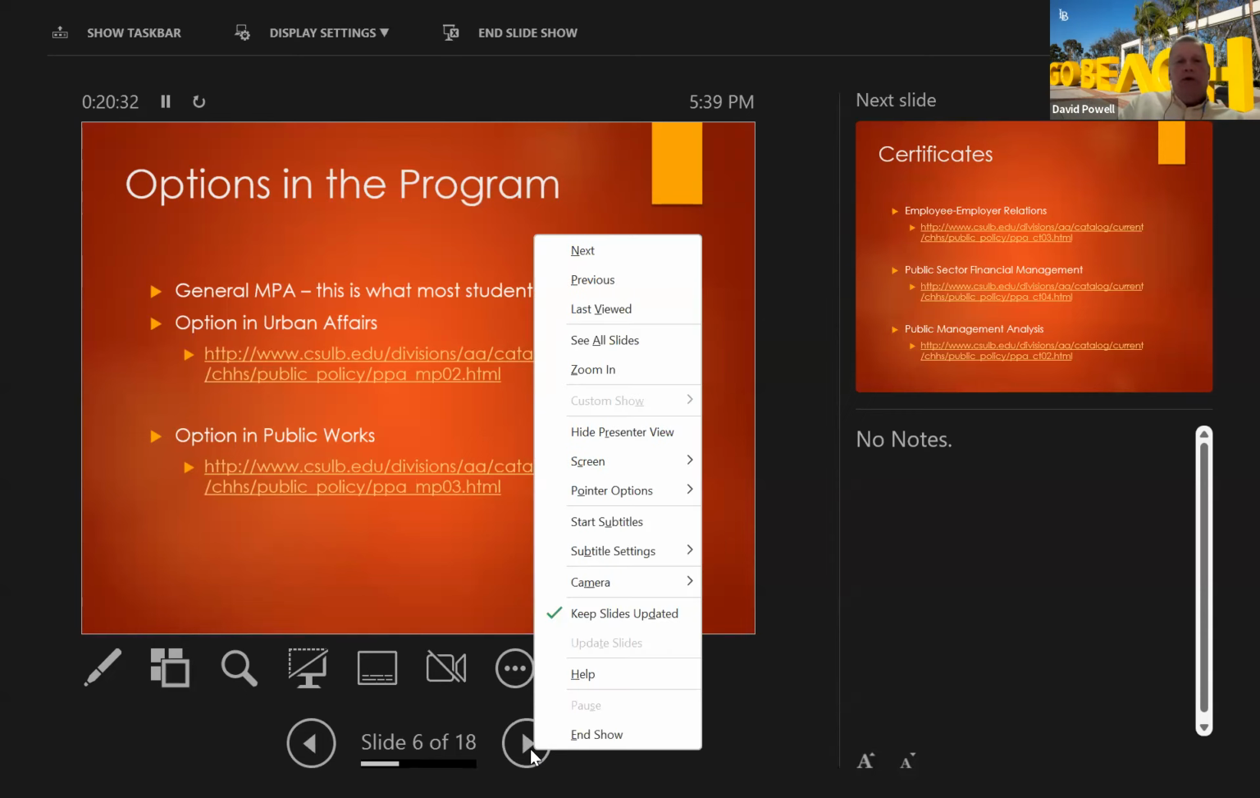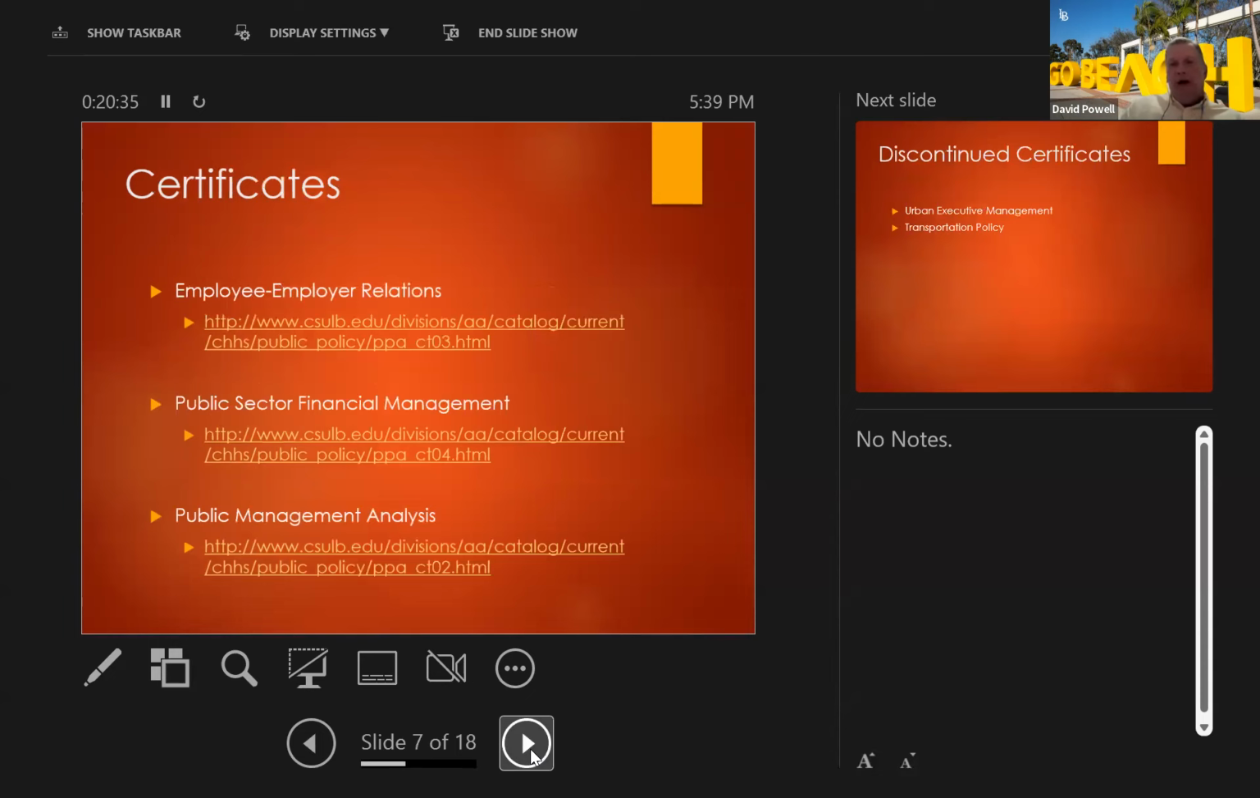We then also have certificates that are available, and these are available regardless of what track you are in: general, urban affairs, or public works. The three main certificates we've been offering lately are a certificate in employee-employer relations, a certificate in public sector financial management, and a certificate in public management analysis. To be very candid with you, the vast majority of students who do a certificate, which is not the majority of overall students, tend to do the employee-employer relations certificate.